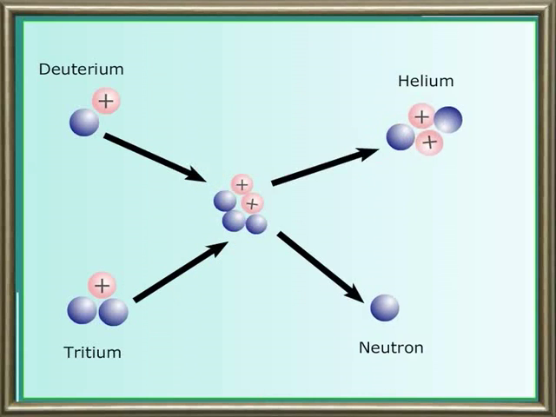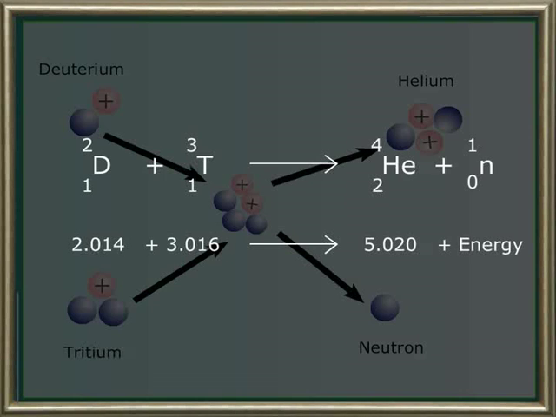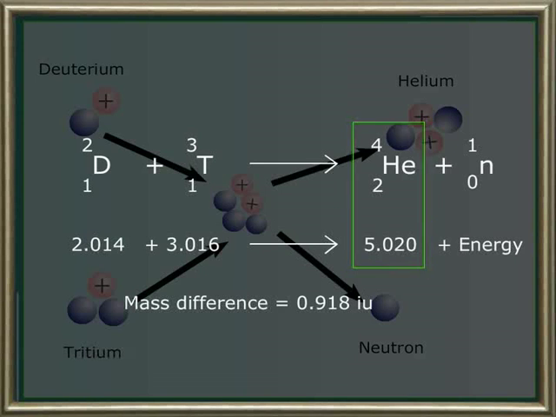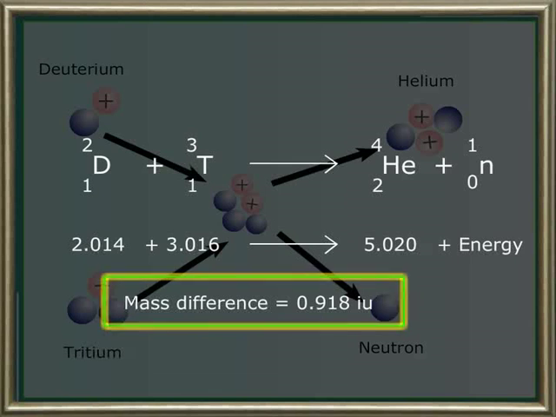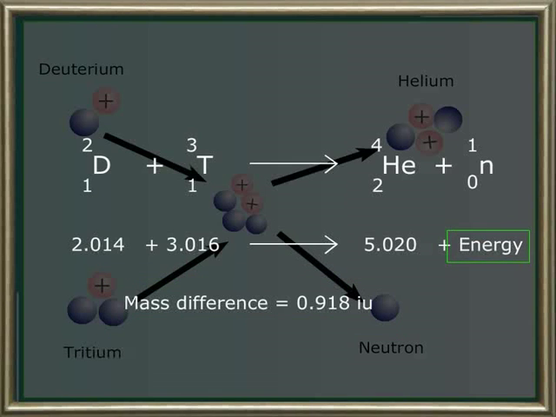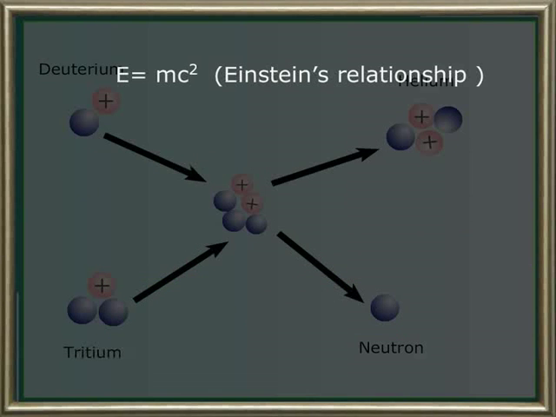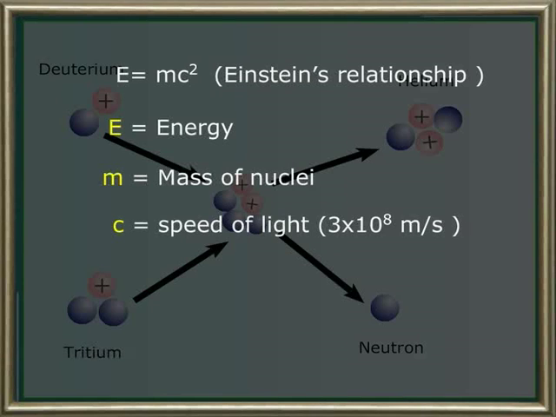Energy is released due to a difference in mass between helium atoms compared with the sum of the hydrogen atoms. This is conclusive evidence that some mass is converted into energy via Einstein's relationship of E = mc², where E is energy, m is the mass of nuclei, and c is the speed of light, that is 3 × 10^8 meters per second.